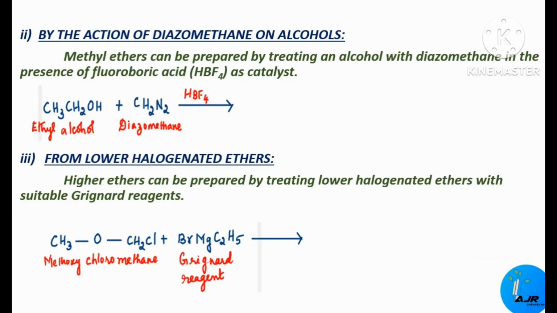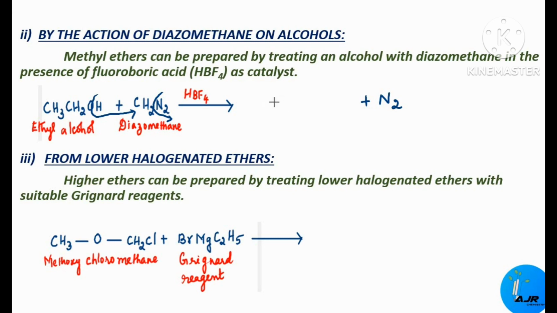The next is by the action of diazomethane on alcohols. Methyl ethers can be prepared by treating an alcohol with diazomethane in the presence of fluoroboric acid, HBF4, as catalyst. This is diazomethane, CH2N2. When it is treated with alcohol, ethyl alcohol, in the presence of HBF4 as catalyst, what's happening here? This hydrogen gets attached to the CH2 and the nitrogen is removed as N2.